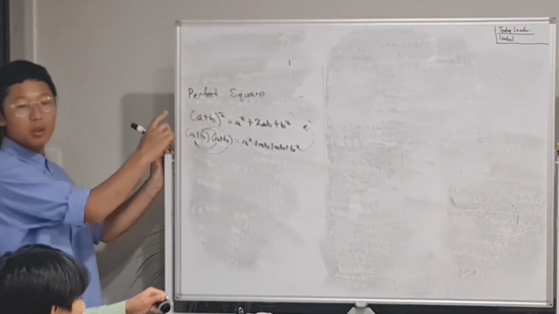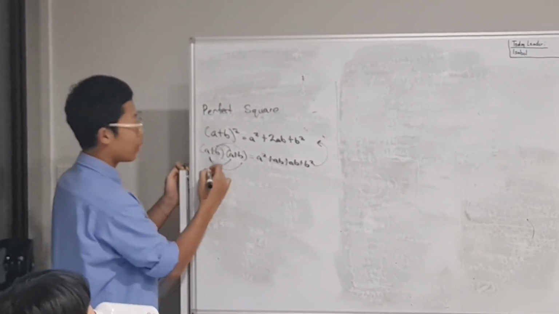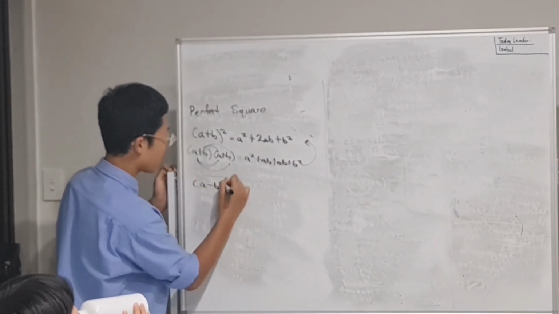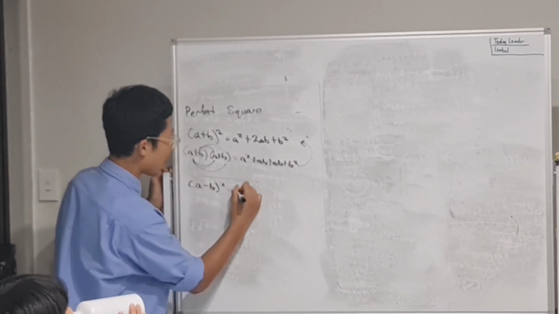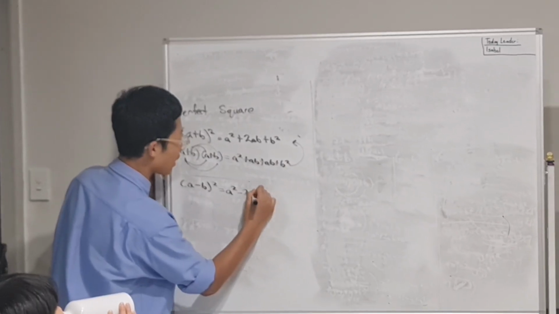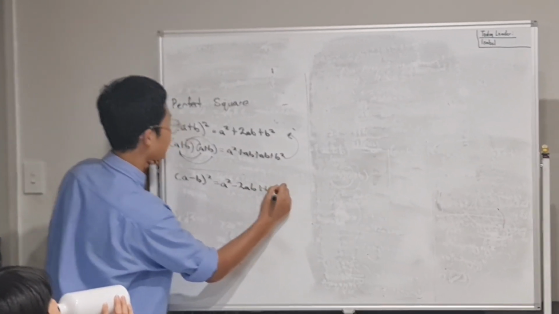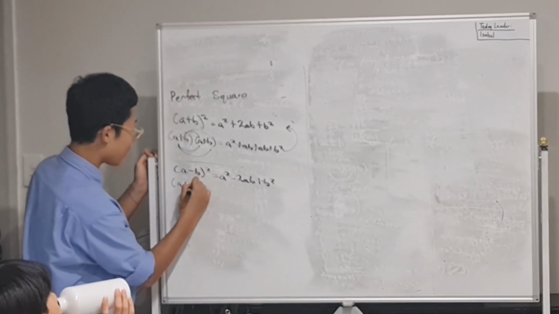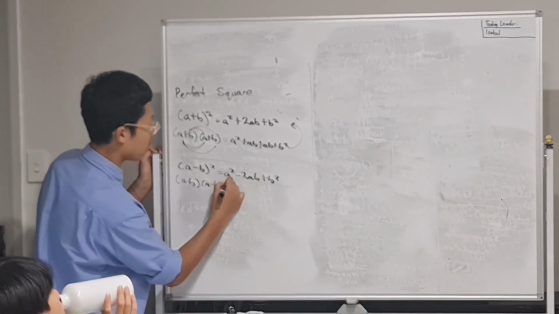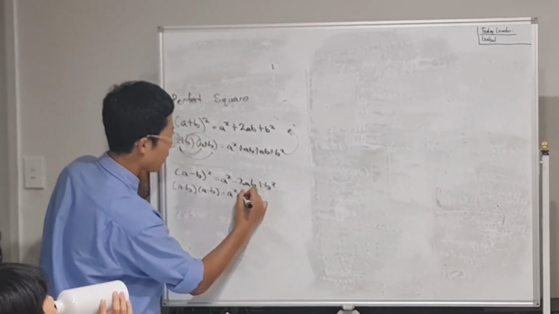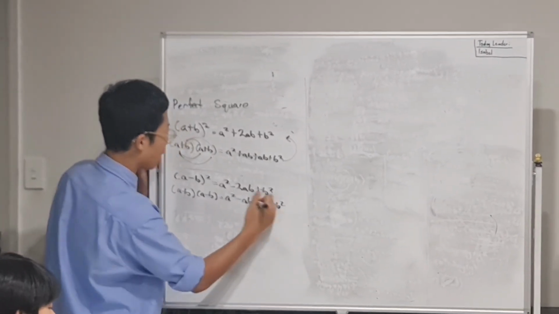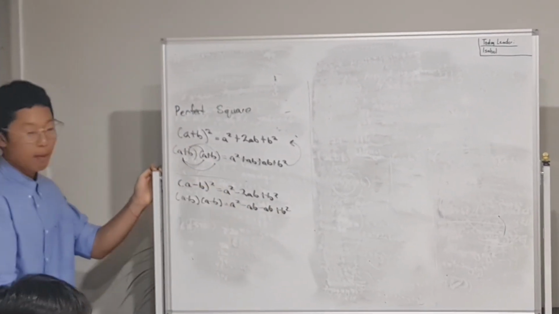Once again, this was a plus. However, we also understood that there's another option, which is (a minus b) squared, which equals a squared minus 2ab plus b squared. Because of that, we can write this another way as (a minus b) times (a minus b), which equals a squared minus ab minus ab plus b squared. The difference with this one is that we're minusing.